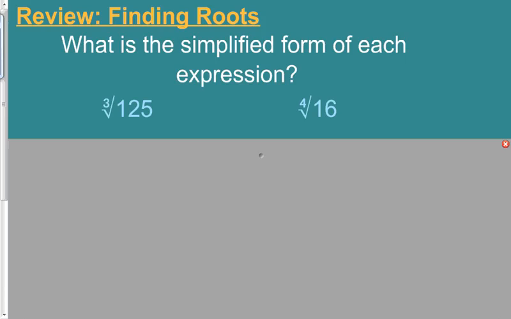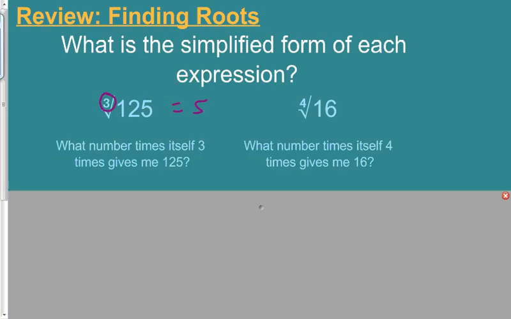So, quick review, finding roots. What is the simplified form of each expression? This one on the left is the cube root. So the index is 3. That means you're trying to find what number times itself 3 times gets you to 125. And that actually is going to be 5. Because 5 times 5 is 25. So there's the hint. What number times itself 3 times gives me 125.